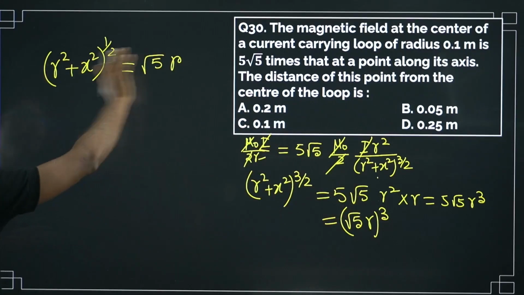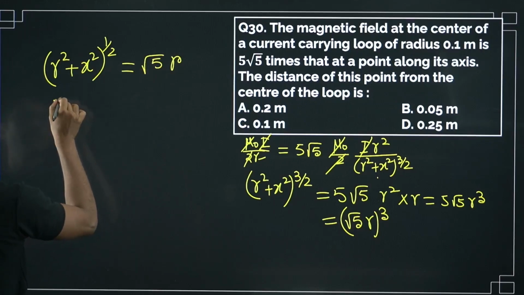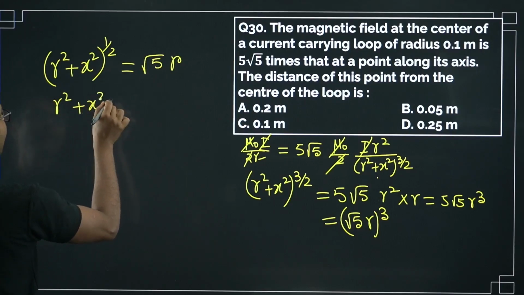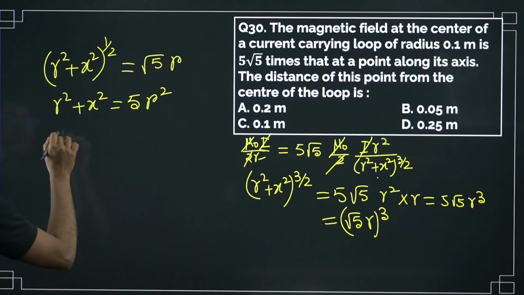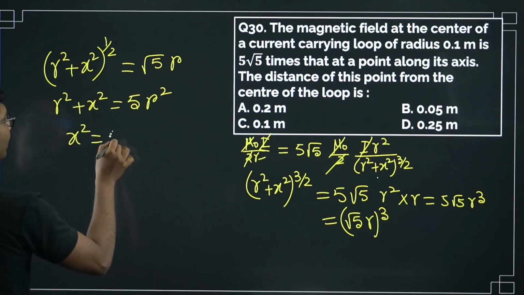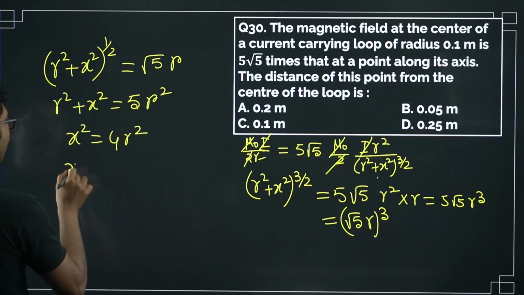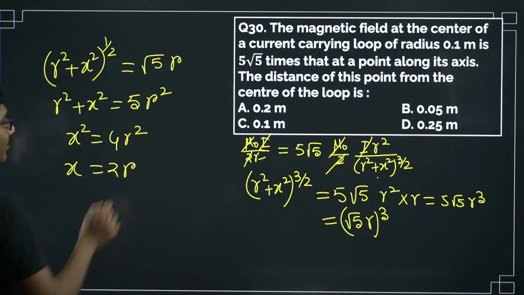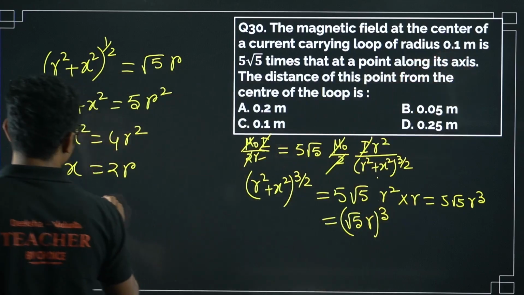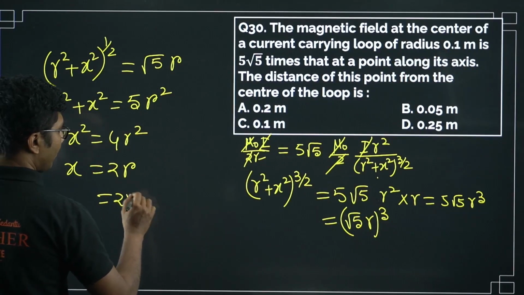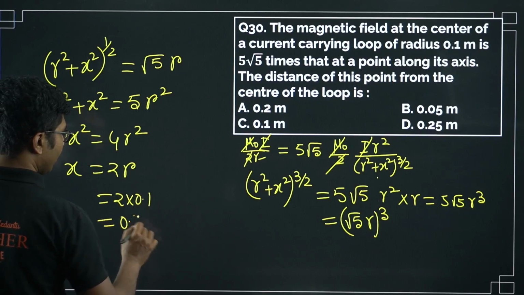Now we have to do the square on both sides. So r square plus x square equals 5r square. Squaring both sides, x square equals 4r square, or x equals 2r. So what is the radius? Radius is 0.1 meter, so it will be 2 into 0.1, that is 0.2.